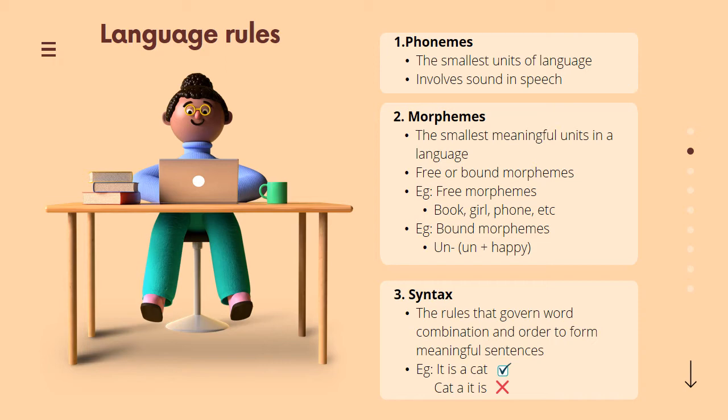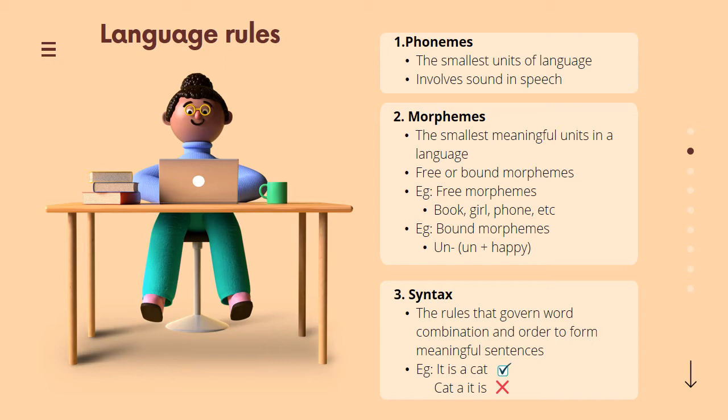And then we have morphemes, the smallest meaningful units in a language. It can be classified into free or bound morphemes. Free morphemes can be any word that has a meaning, for example, book, girl, phone, etc. Bound morphemes cannot stand alone. For example, un. Un doesn't have any meaning, so it cannot stand alone. When you combine un with happy, it becomes unhappy, so it has a meaning.